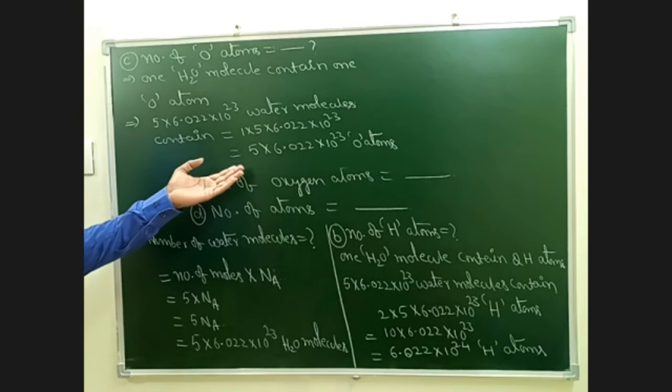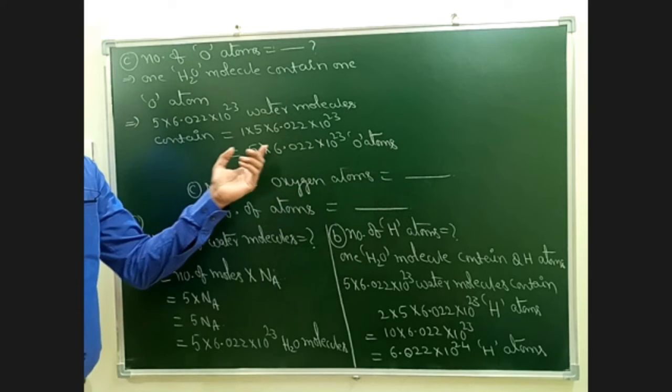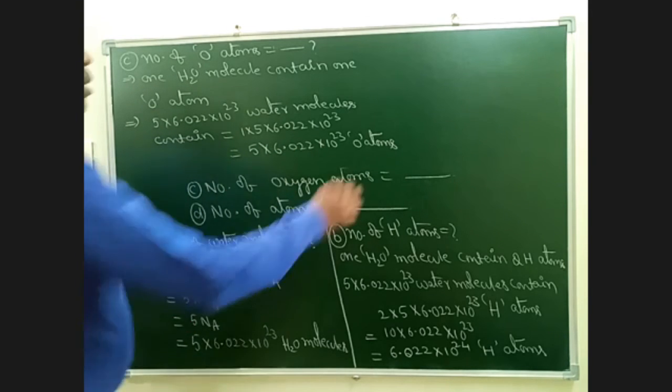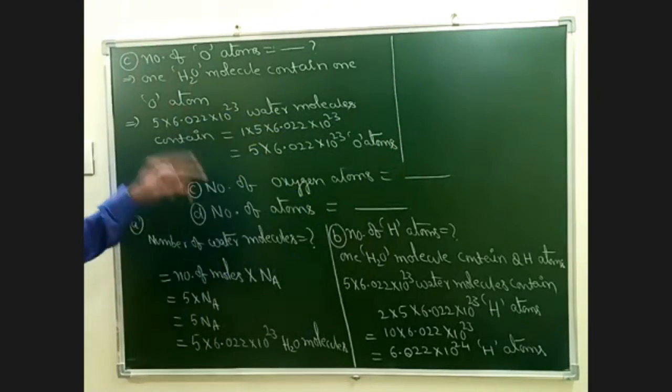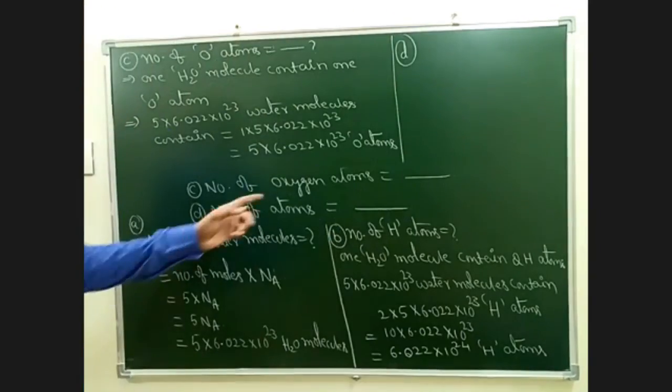Right? So we can even write it as 5 Na in terms of Avogadro number. Just 5 Na, like this. Coming to the last one, that is D, number of atoms.